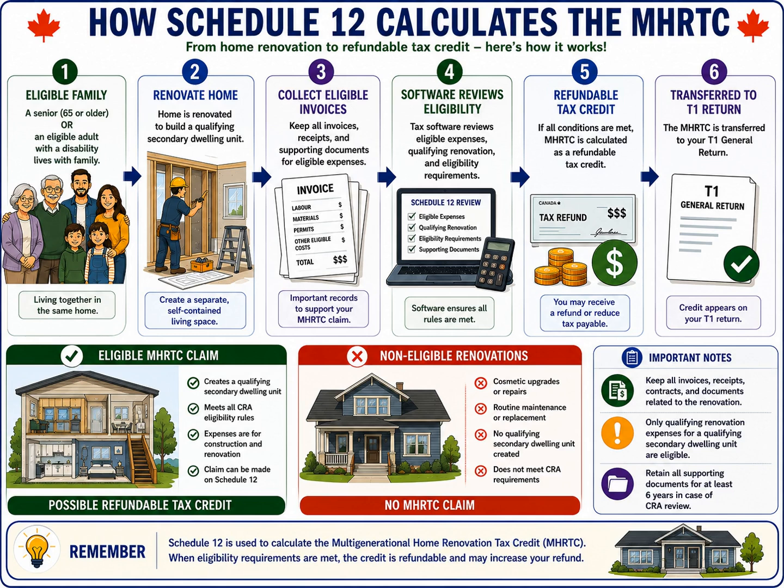Now let's walk through how Schedule 12 calculates the Multi-Generational Home Renovation Tax Credit, or MHRTC, from the beginning of the renovation project to the final tax return. The process starts with an eligible family. Typically, this involves a senior or an eligible adult with a disability who will live in a qualifying secondary dwelling unit within the family home. The purpose of the renovation is to create a safe, self-contained living space that allows family members from different generations to live together while maintaining independence.